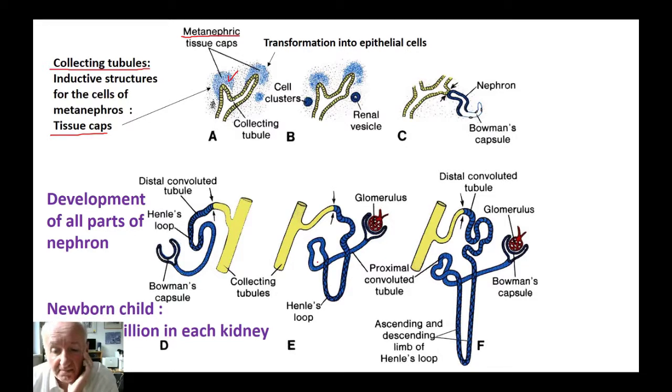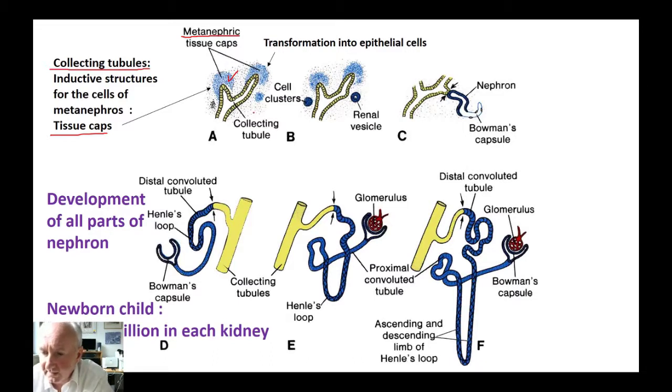simple cuboidal epithelium. Then the urine runs into the loop of Henle. The thin part is lined with a simple squamous epithelium. The thick part of the loop is lined with a simple cuboidal epithelium. And you see that we have to develop the fourth and last part of the nephron. And this is a distal tubule lined with a simple cuboidal epithelium.